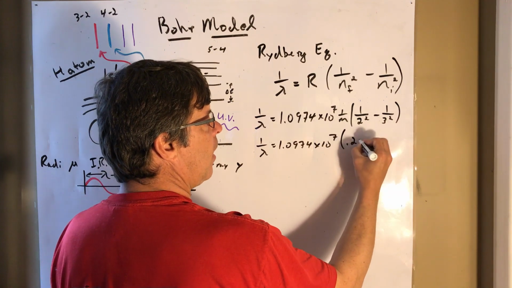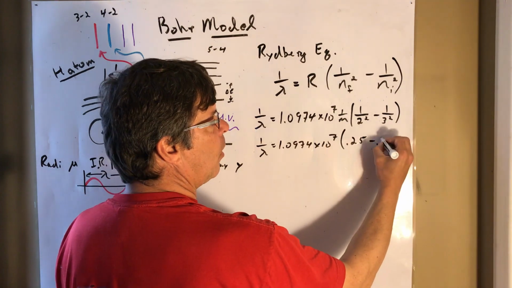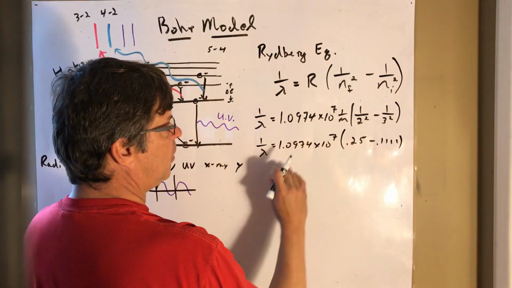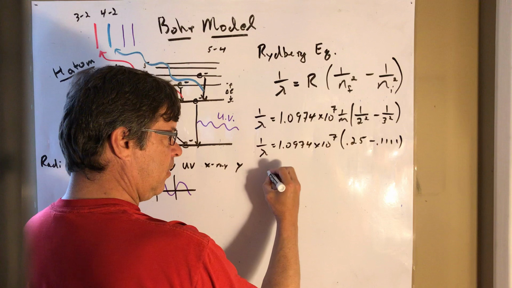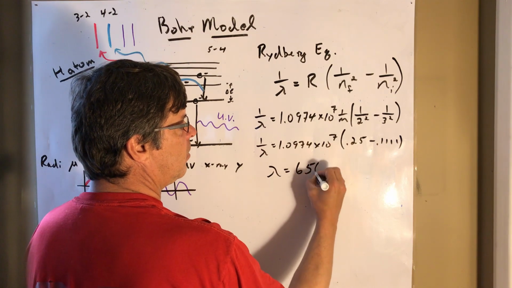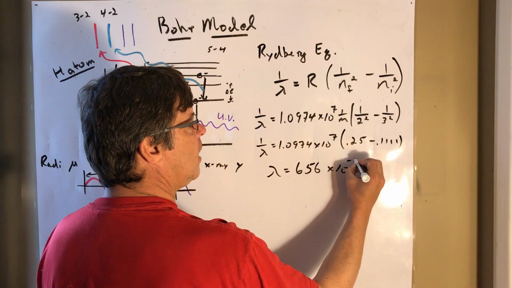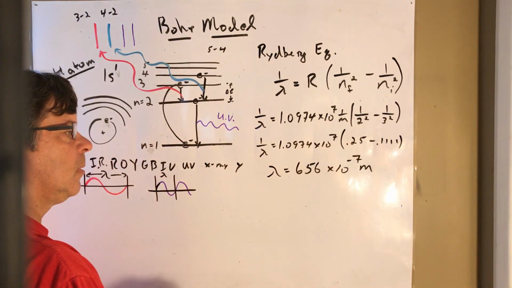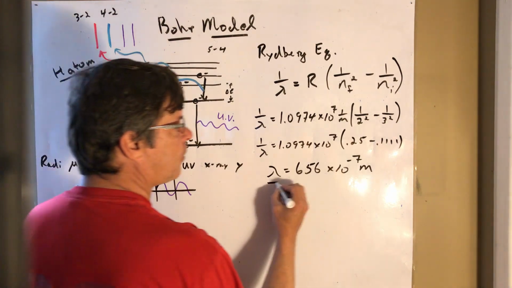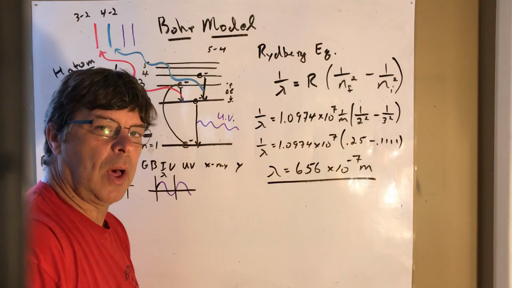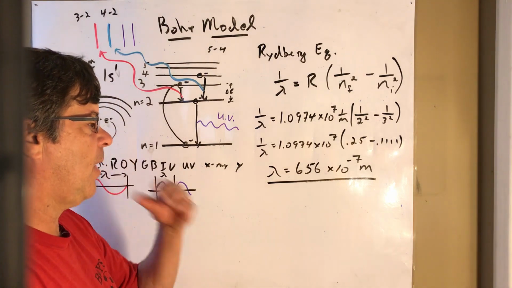And then it's 0.25 minus 1 over 9, which is 0.111111. I already did this. So you get an answer, and then take the inverse, and the wavelength turns out to be 656 times 10 to the negative 7th meters. Okay? So you have a couple problems you could work on just for practice with that.